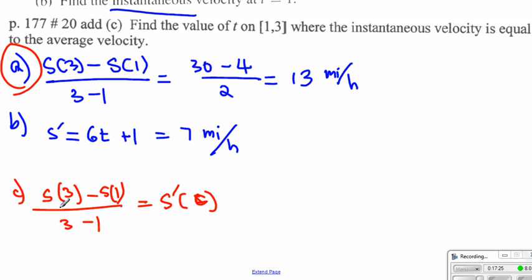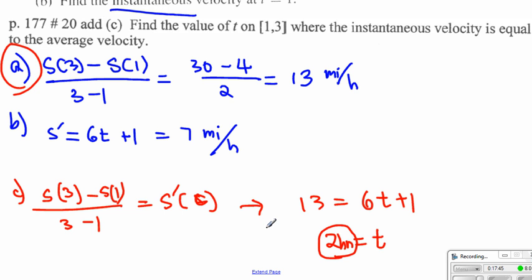Since we know that the left side is equal to 13, the only thing we're going to be doing is, this will now translate into 13 is equal to 6t plus 1. And here you can easily see that t must be equal to 2. So it's 2 hours. That's basically what we're looking at.